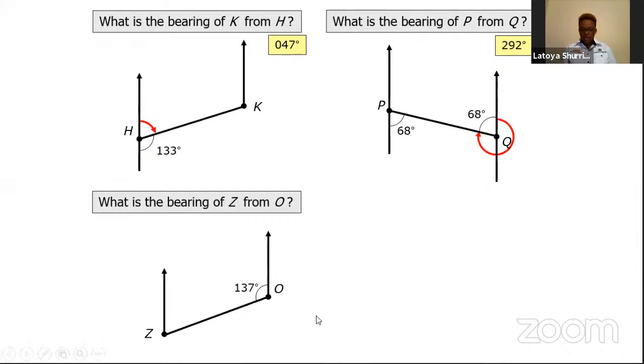Beyonce from O and taking 137 degrees from 360 degrees. But I'm seeing where Shanisha March is adding 180 degrees to the 137 degrees to get 317 degrees. All right, let's see.